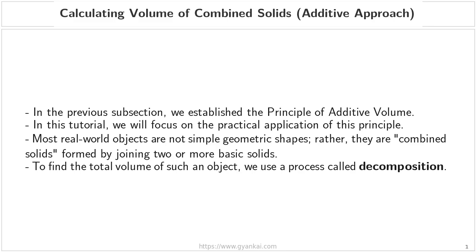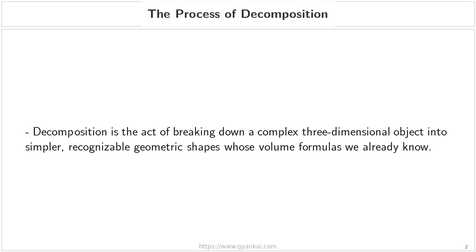To find the total volume of such a complex object, we are going to use a specific, systematic process called decomposition. We will explore exactly how to perform this decomposition in the upcoming slides. The process of decomposition. Now that we've established the principle that volumes can be added together, let's talk about how we actually approach a complex shape. We use a technique called decomposition.